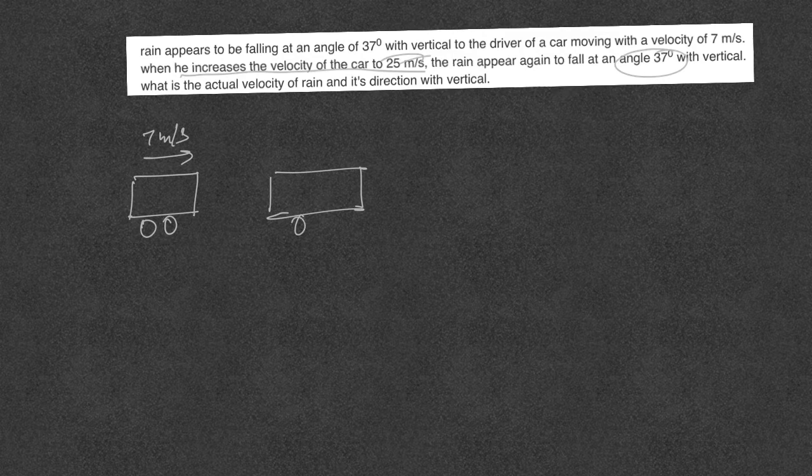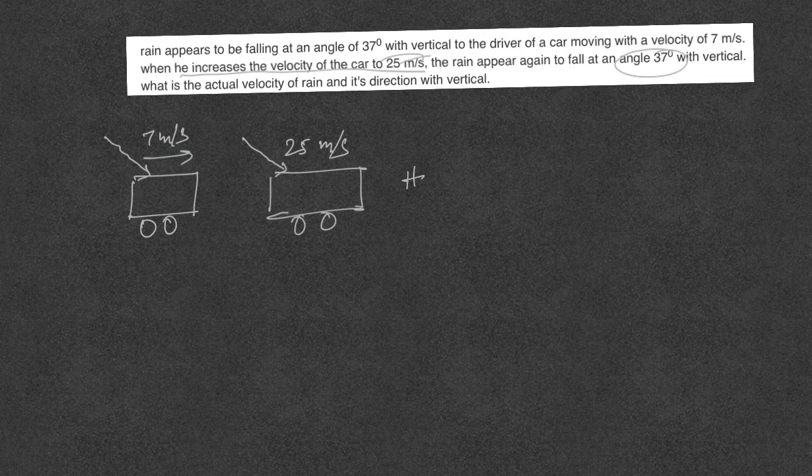The second half of the problem states that as the velocity increases to 25 meter per second, the rain again appears to fall at an angle of 37 with the vertical. Now this is very, very interesting. So typically if you have a car and the velocity increases from 7 meter per second to 25 meter per second, then the angle which the rain makes typically has to change. It will get steeper. But here in this case, they said that the angle remains the same, that is 37.